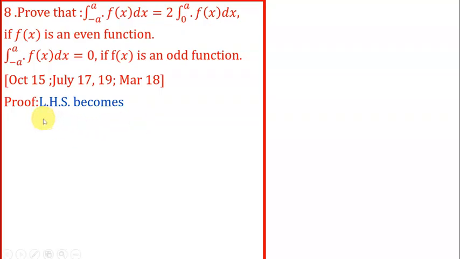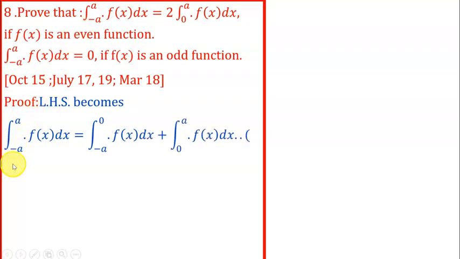Okay. Now here the LHS becomes, what is the LHS? That is the integral from minus a to plus a of f(x) dx. We can write it like this. In between minus a and plus a, that is, minus a less than 0 less than a, the 0 lies between minus a and plus a. Therefore, we can write here the integral from minus a to 0 of f(x) dx plus the integral from 0 to a of f(x) dx. This is the first one.